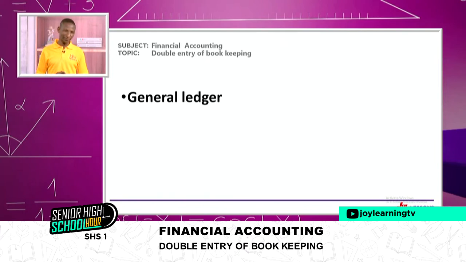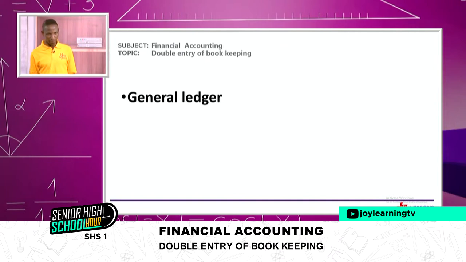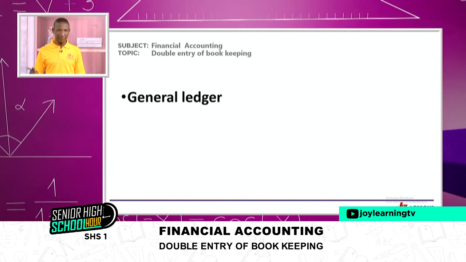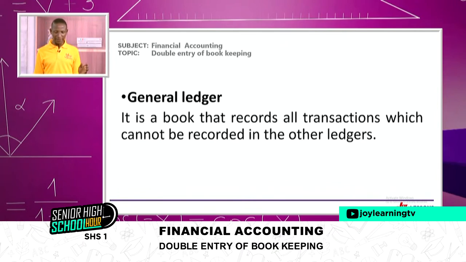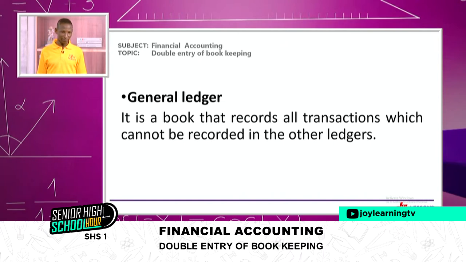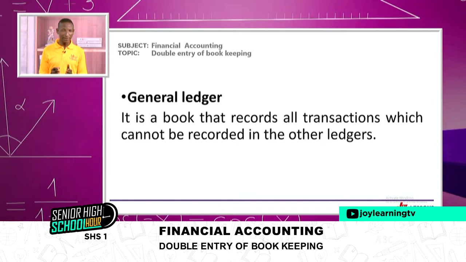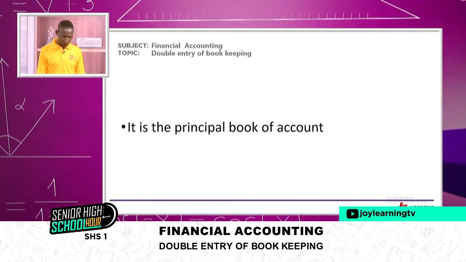So general ledger. What is a general ledger? This is a ledger that records anything the above mentioned cannot record. We made mention of the sales ledger, purchases ledger, private ledger, and the cash book. So anything these ones cannot record will now be recorded in the general ledger. It is a book that records all transactions which cannot be recorded in any other ledgers. So that is a general ledger. These are the types of ledgers that we have, the main books, the principal books in which the business transactions are recorded.